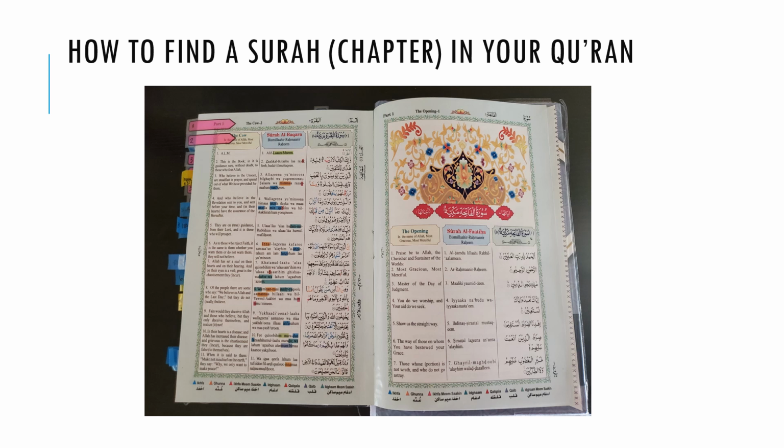Another way to locate a surah is by looking at the top of the page in the Quran, noted here by the two yellow circles. Again, we see Surah 1 and Surah 2 shown here.